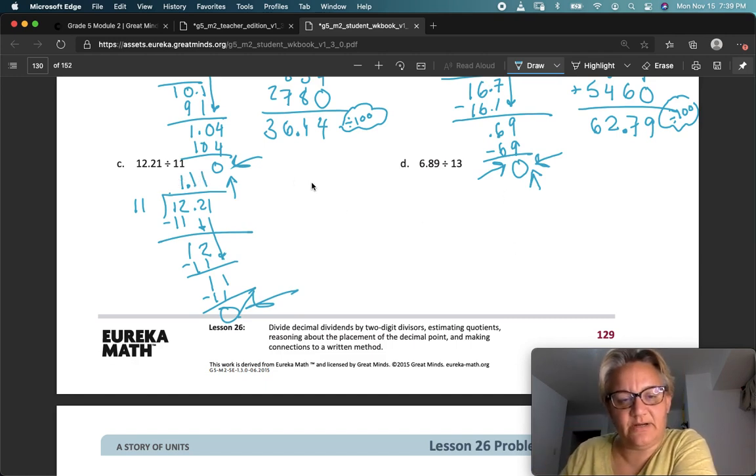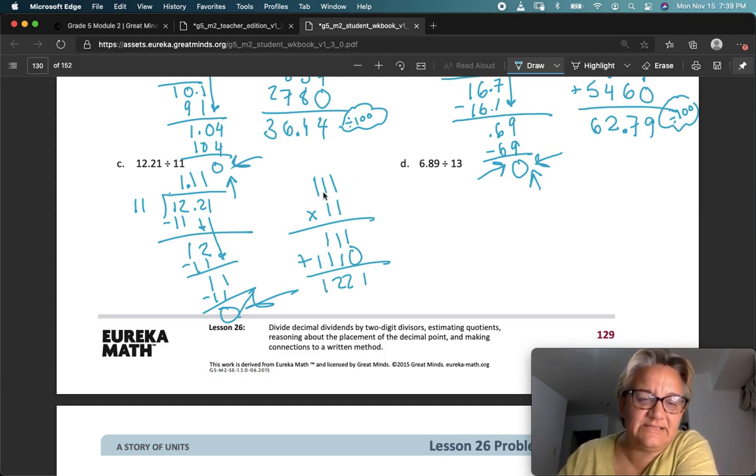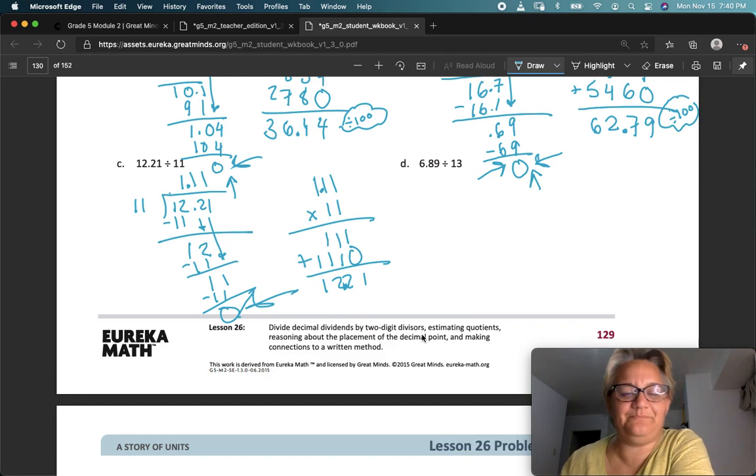Let's check our work by multiplying 1 and 11 hundredths times 11. And 1 times 1 is 1. 1 times 1 is 1. 1 times 1 is 1. Drop the 0. 1 times 1 is 1. 1 times 1 is 1. 1 times 1 is 1. Then add 1, 2, 2, 1. Now, this had a decimal point in it, right? 2 spaces over. So I'm going to count 1, 2 spaces over. There's my decimal, 12 and 21 hundredths.